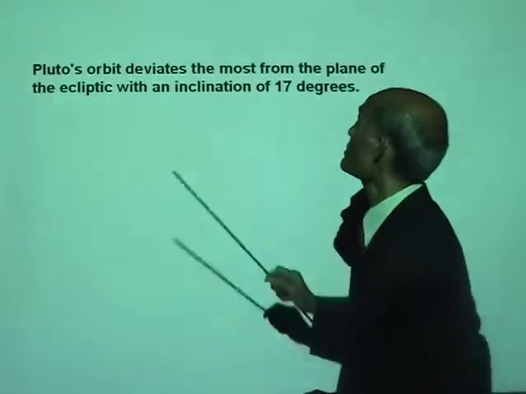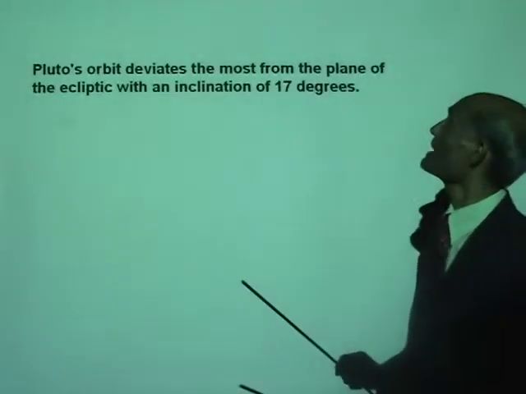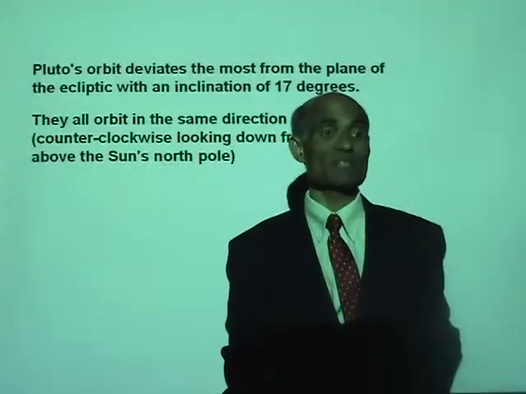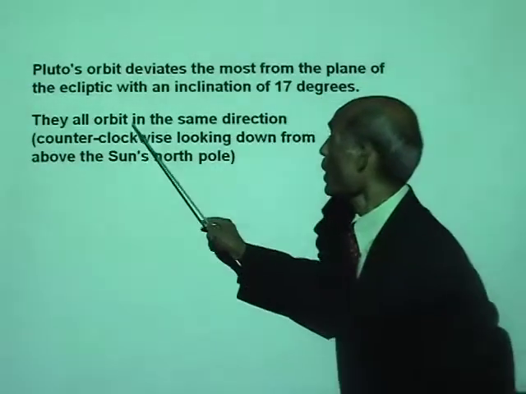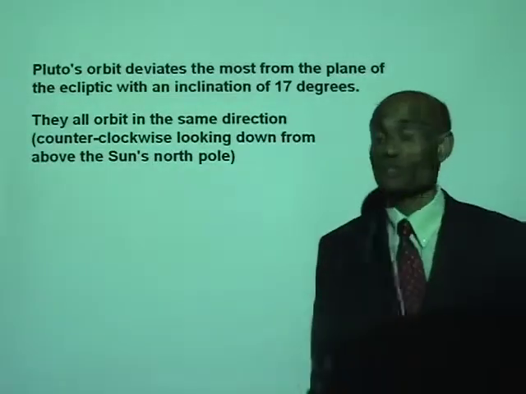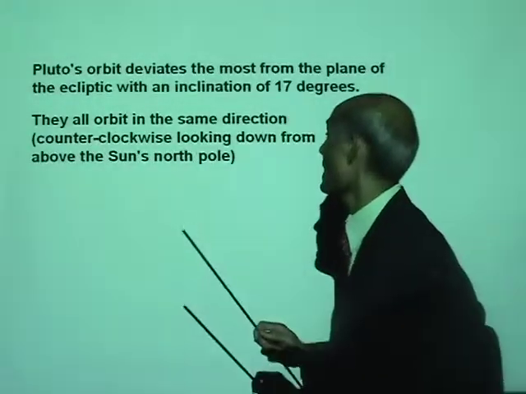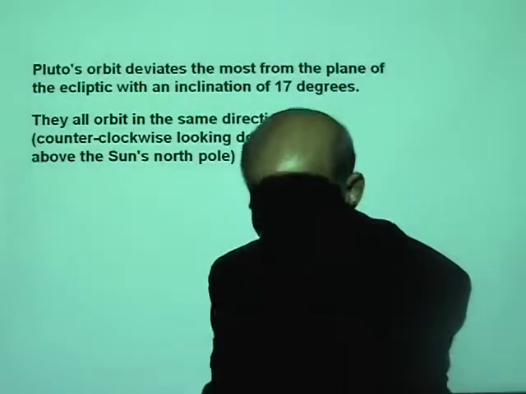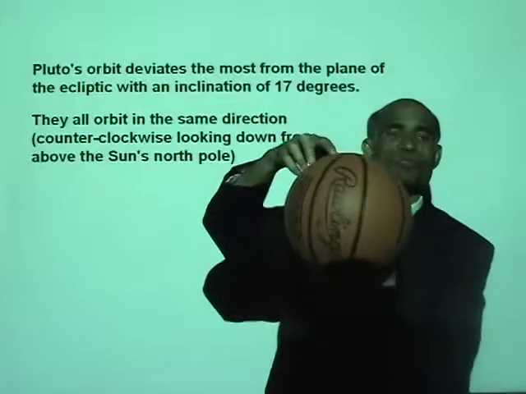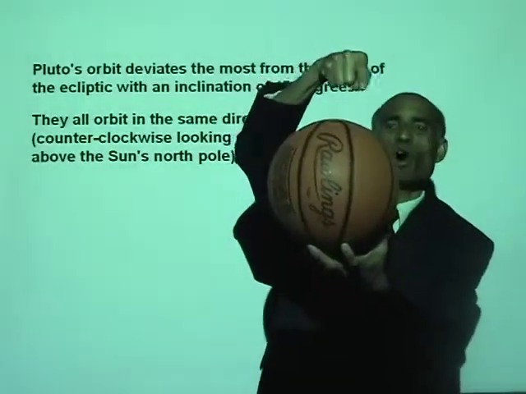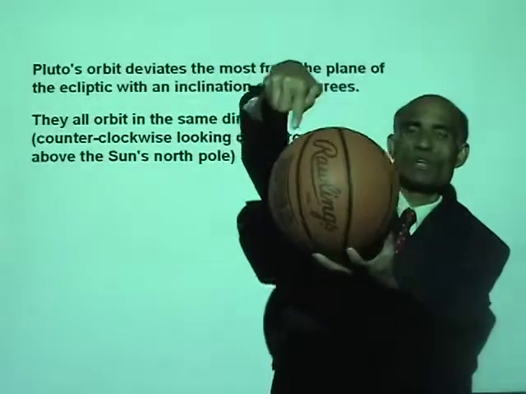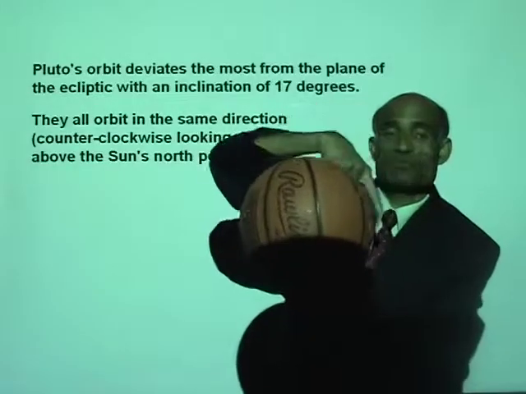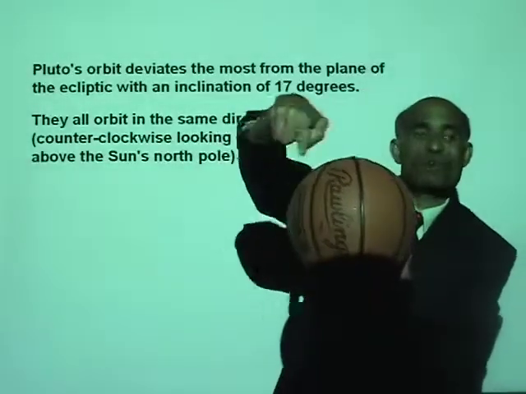But Pluto's orbit deviates the most from the plane of the ecliptic, with an inclination of 17 degrees. And they all orbit in the same direction, that is counterclockwise, looking down from above the Sun's north pole. What does that mean? If you look down from the north pole, they all go counterclockwise. They all go in that direction. So that is the direction in which the planets all go around the Sun.